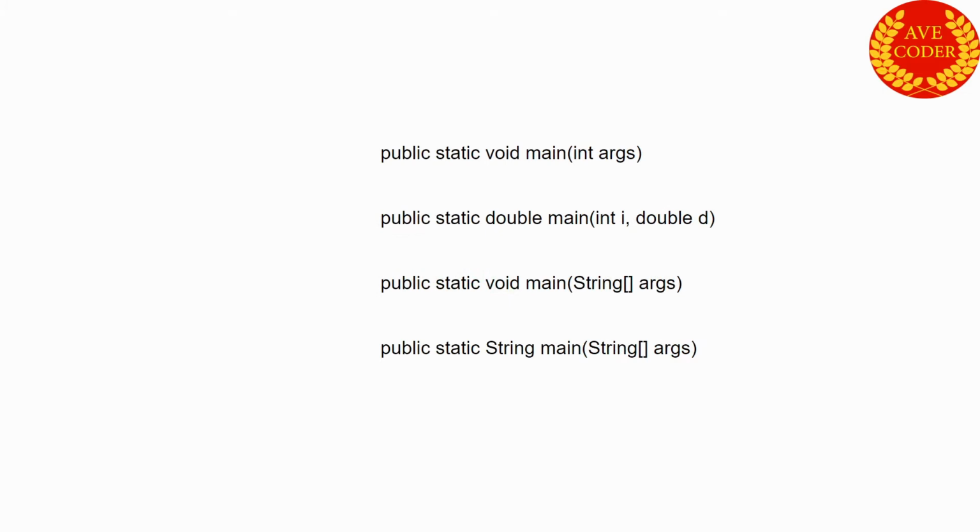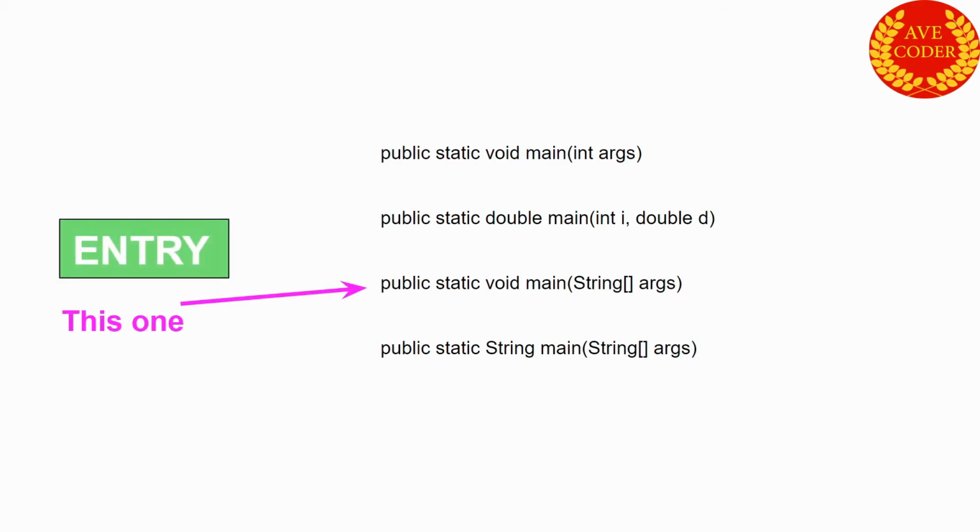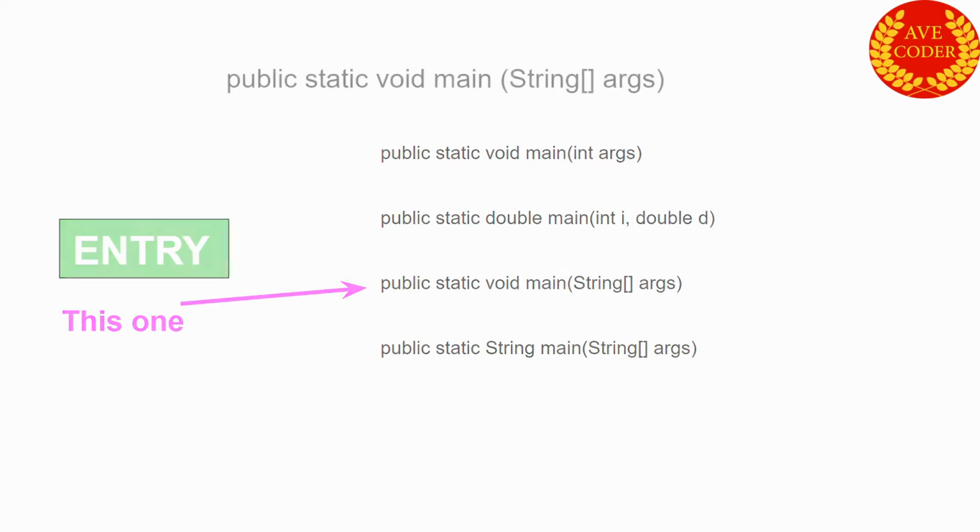You can also write as many of these main methods as you like, with completely different arguments, but it is the method with an argument in the form of an array of strings that will be considered by the Java compiler as the entry point into the program. And methods, well, they're just methods.